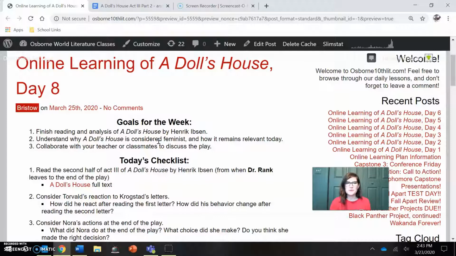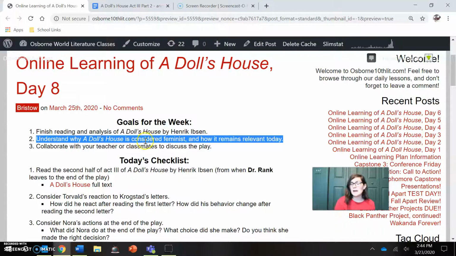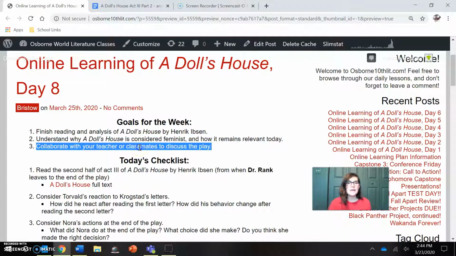Okay, so just to reiterate our goals for the week, we're going to finish reading A Doll's House. We do that today. We're going to understand why A Doll's House is considered feminist, how it remains relevant today, and I would like for you to collaborate with your teacher or classmates at some point during the week. Don't forget, we will be having that Zoom session at 10 a.m. on Friday. I will send a link over Remind.